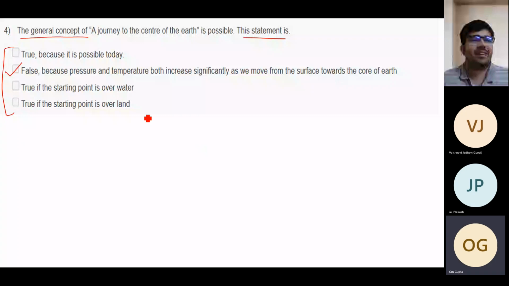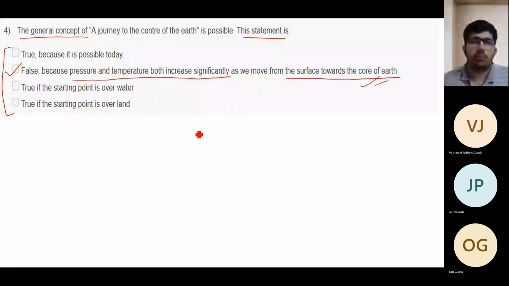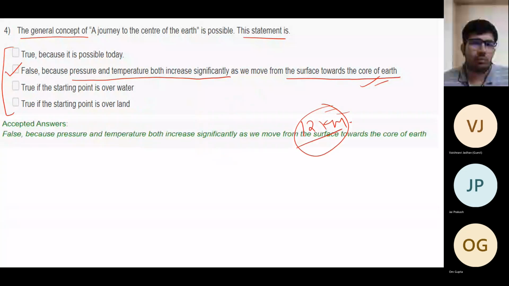Okay. So yeah, correct. It is false because as we know, pressure and temperature both increase significantly as you move from the surface towards the core of the Earth. As of now, we have only gone up to 12 kilometers, because it's very difficult to go. So the correct option is option B, false, because pressure and temperature both increase significantly as we move from the surface towards the core of the Earth.